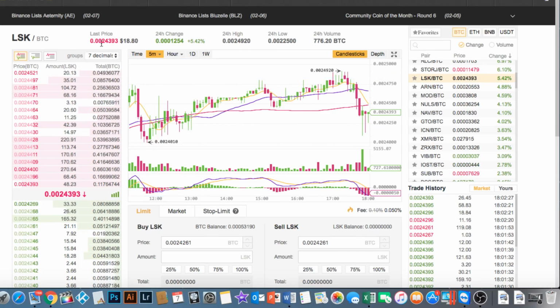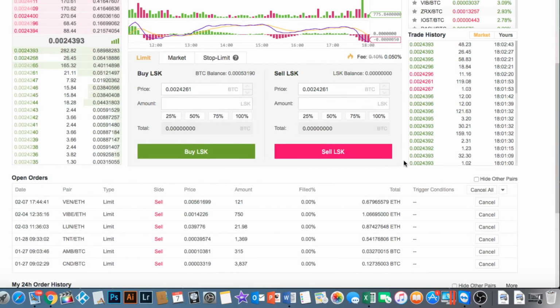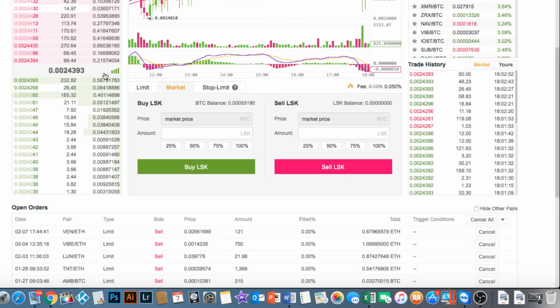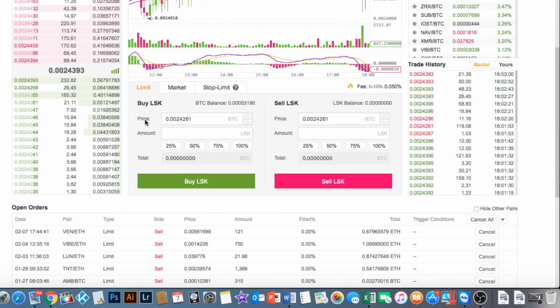Our last price was $24,393 or $18.80. The high was $24,920. The low was $22,500. And here's the volume for the day. So we're going to go down, and there's two ways we could do it. We could do a market order. Market is just going to give us the market price at that given second in time. So we're not going to do that. We would do a limit order, okay?